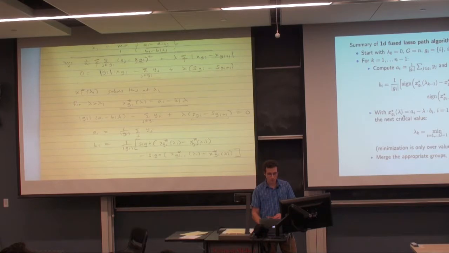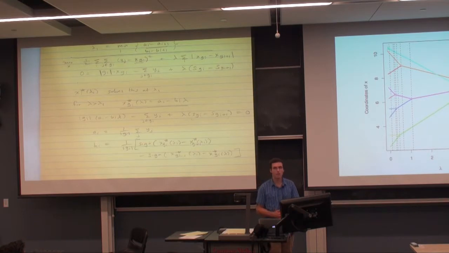So then we're going to say that the solution is exactly equal to a_i minus lambda b_i until lambda reaches the next critical value. And that's determined just by finding the smallest value of the differences of the a_i's over the differences of the b_i's. That just comes from setting those two paths equal to each other and finding the first time that happens. And then once we find that value of lambda, we merge the appropriate groups. Right? If these two end up being equal, we're going to merge groups i and i plus 1. I'm going to decrease the number of groups, and I'll just go back and repeat it. Okay, so a very simple algorithm.